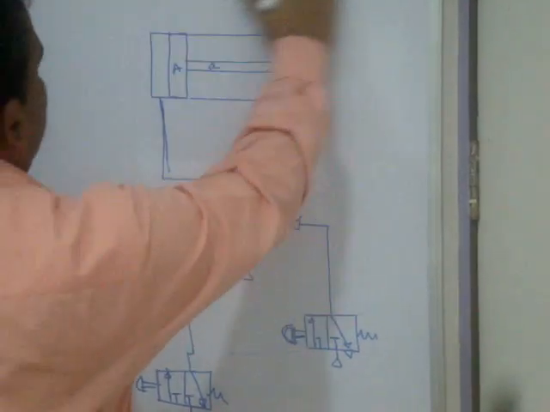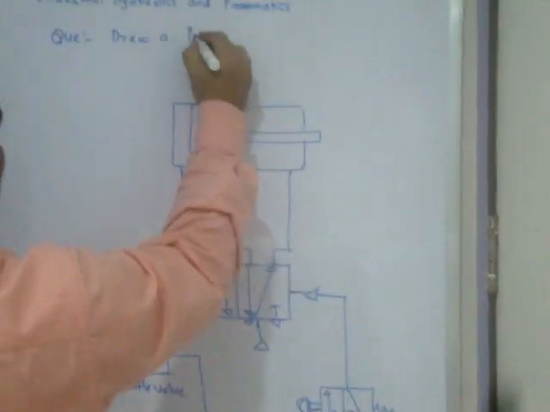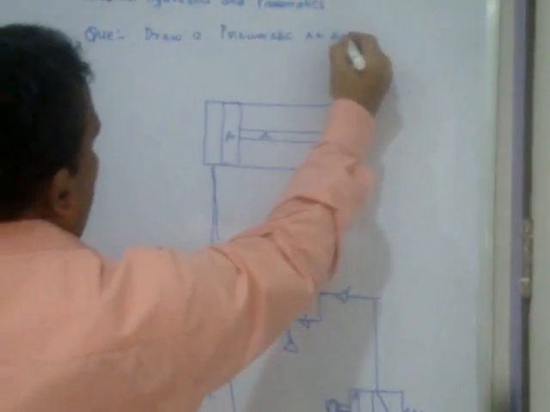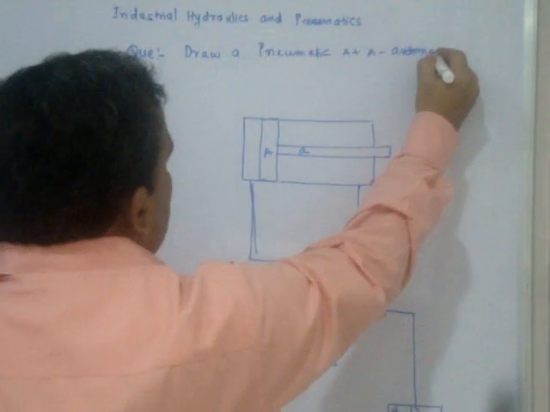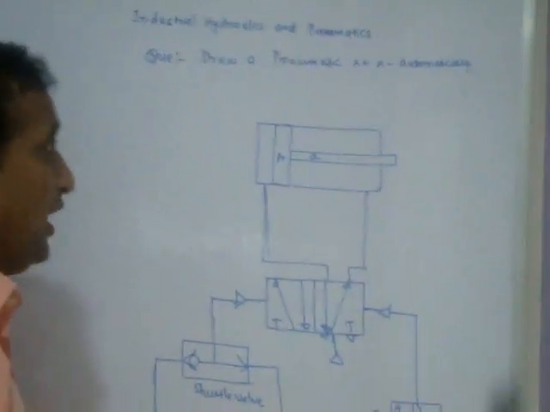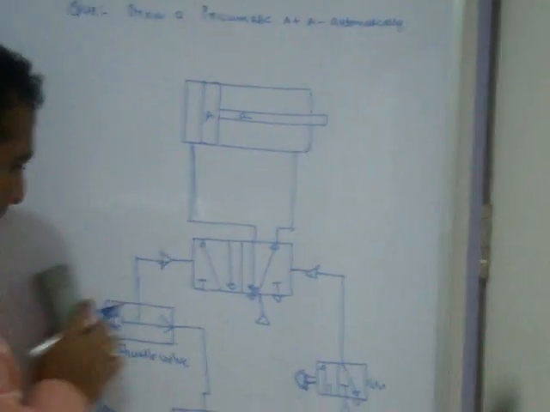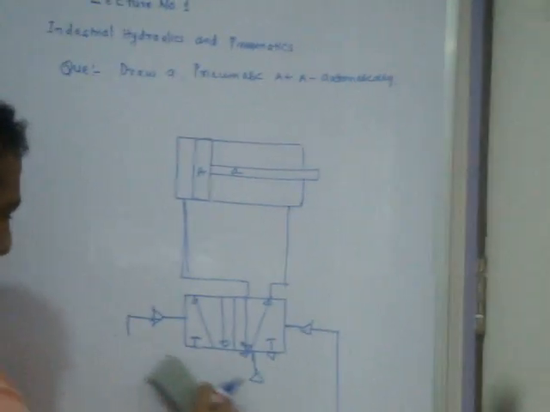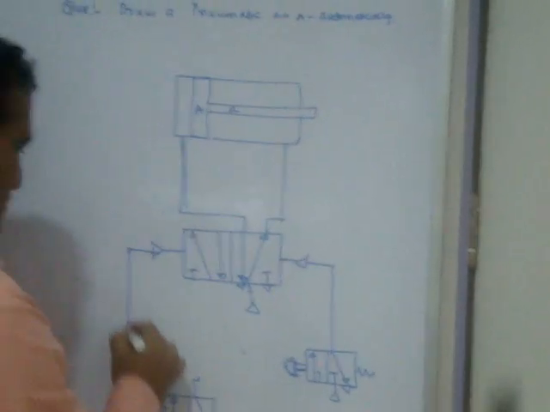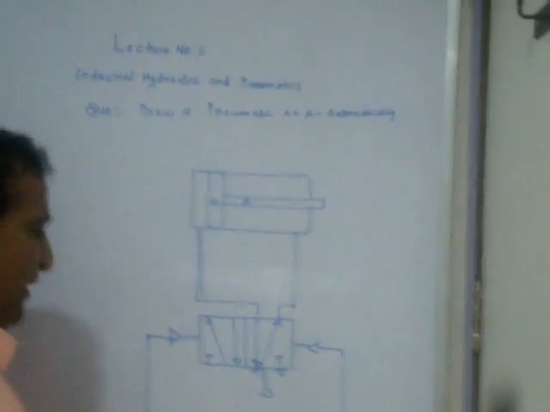Draw a pneumatic circuit for A plus A minus automatically. Whatever I showed, the circuits are manual. Now I show it automatically. In the automatic case, once again I will use a pilot operated valve, it is better.